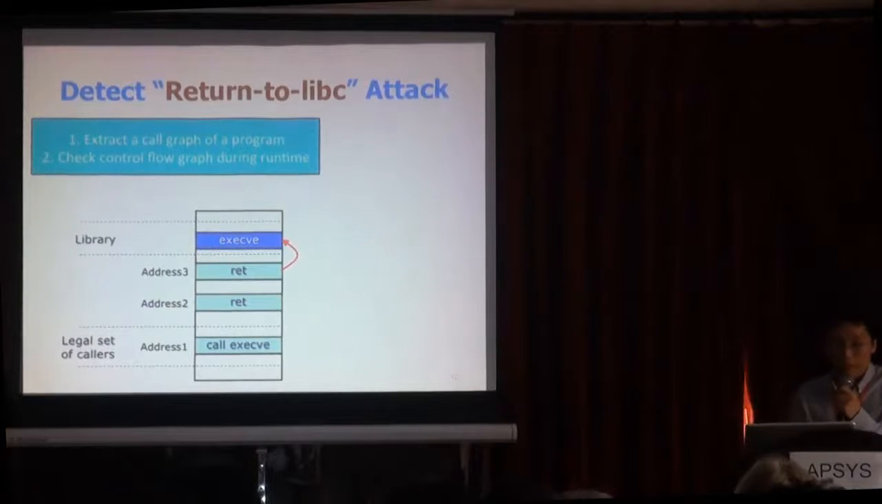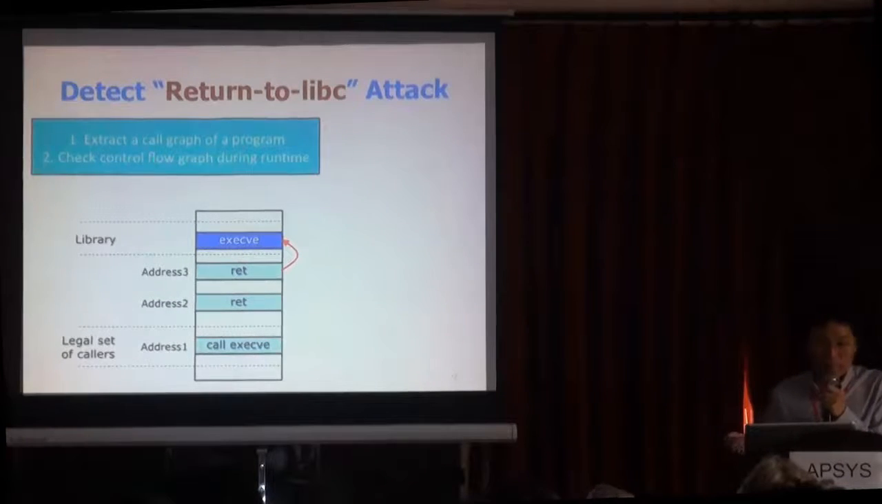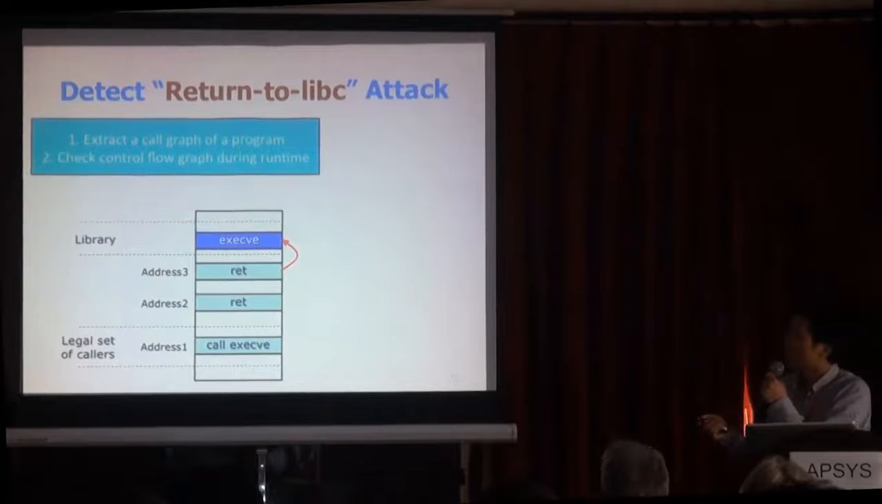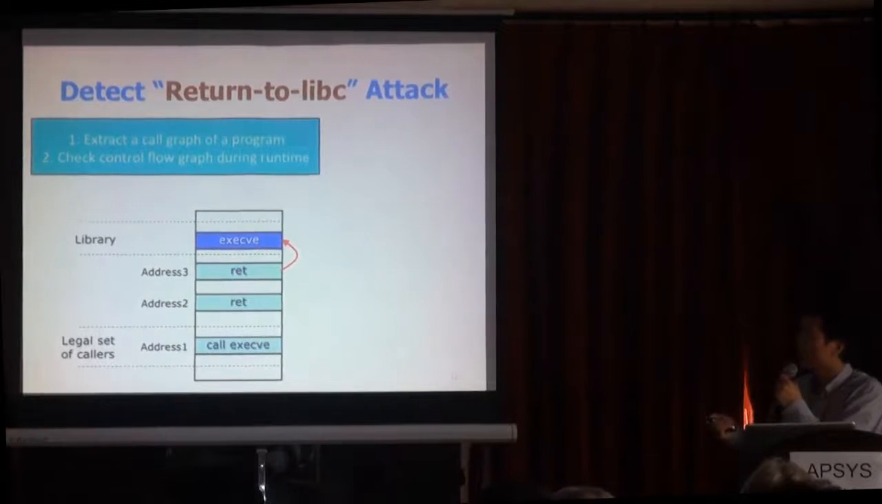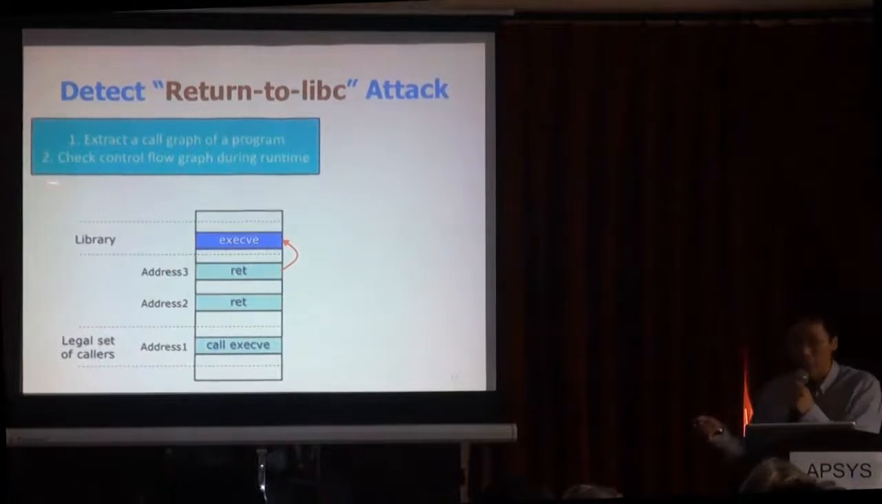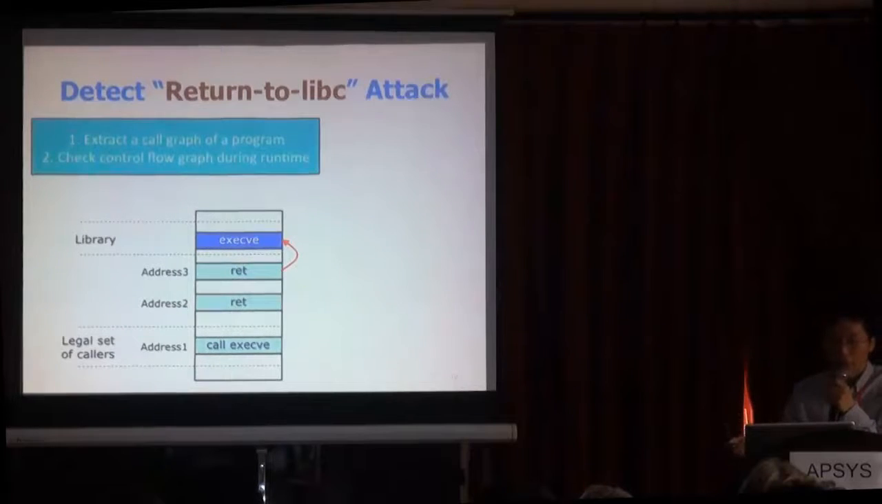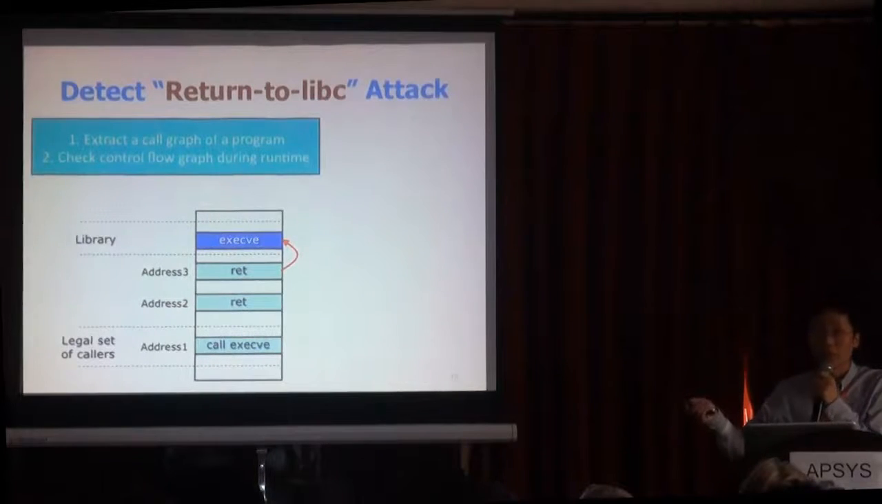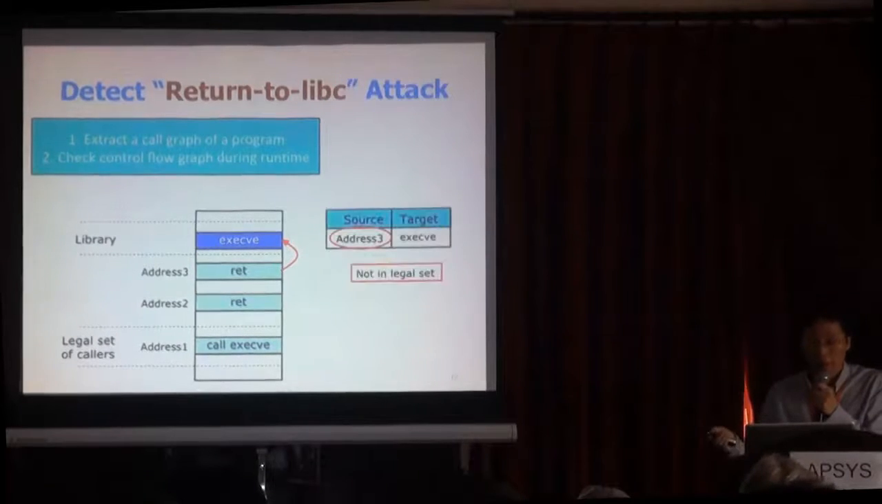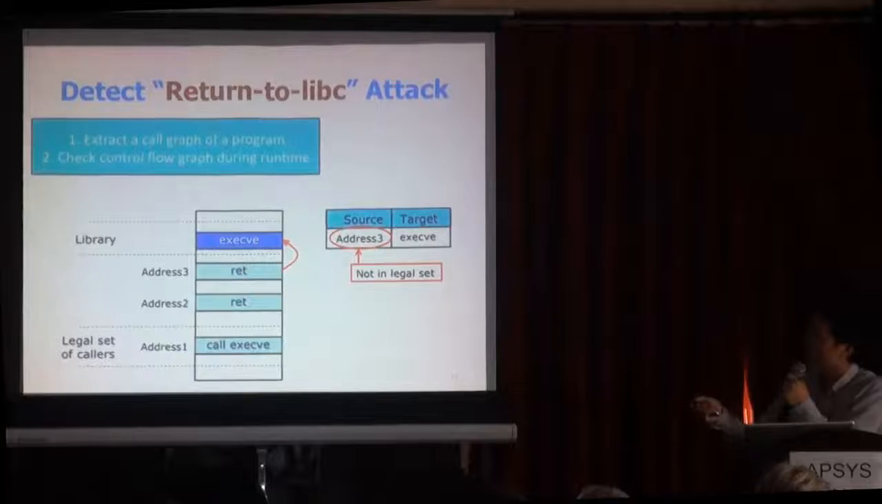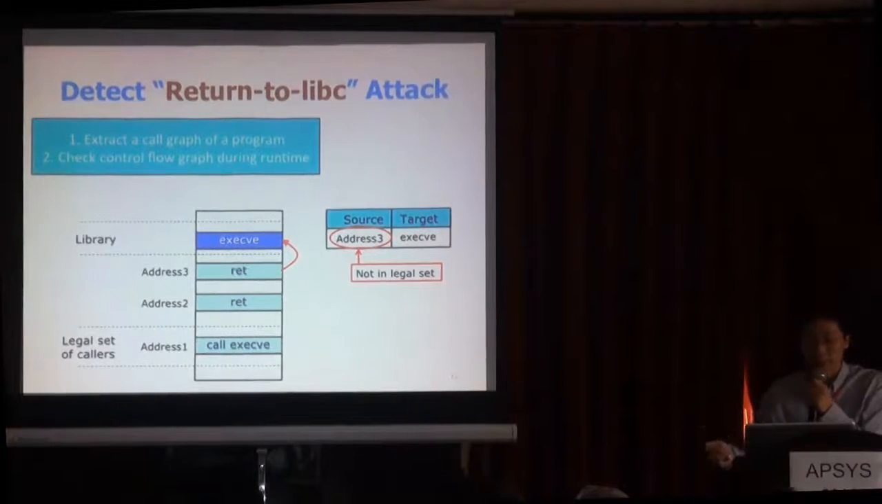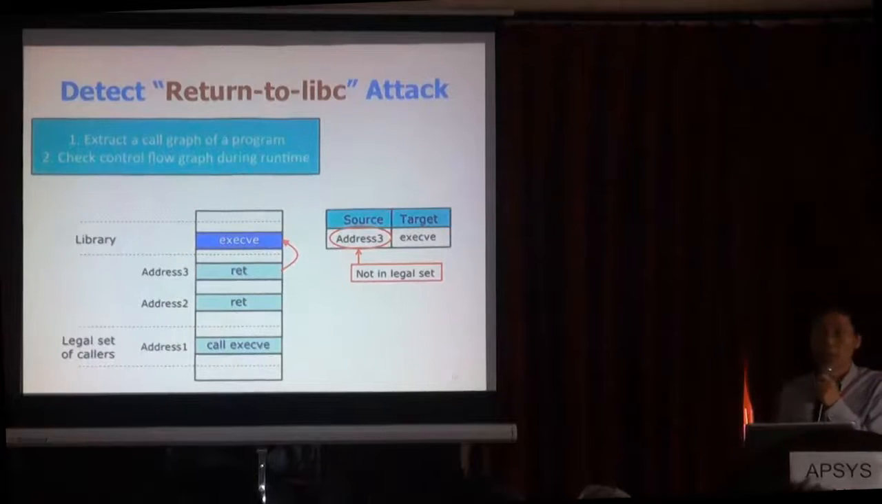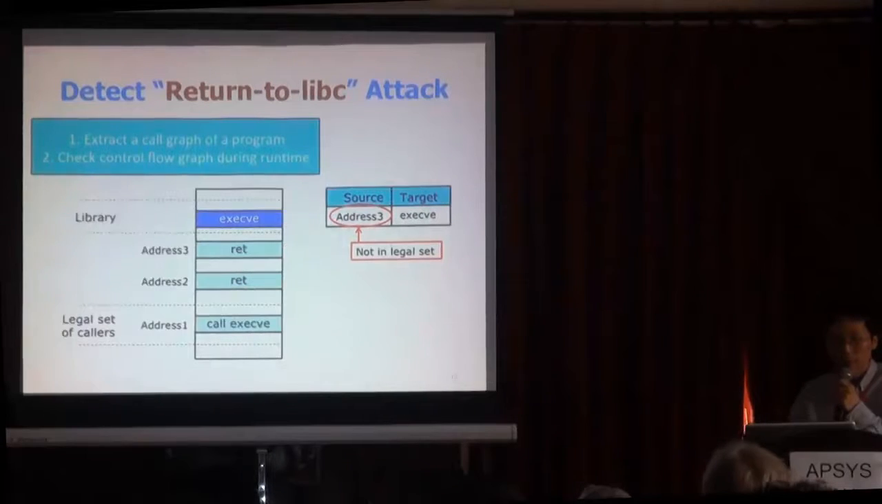For example, if we have some illegal control transfers from address 3 to exec, we know that this is actually not in the original control flow graph of the program. So we can see that address 3 is not in the legal set which could call execve. So we know that this is an attack.